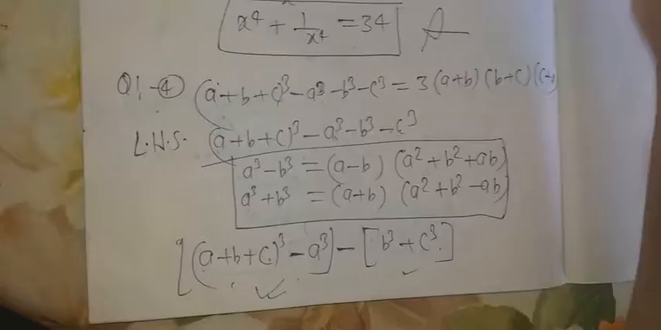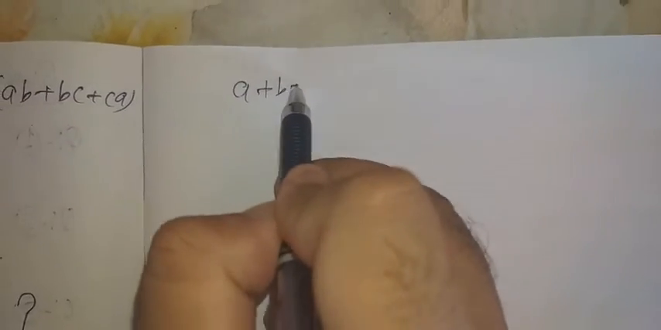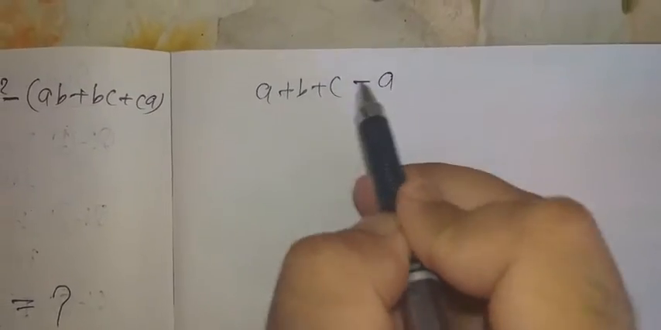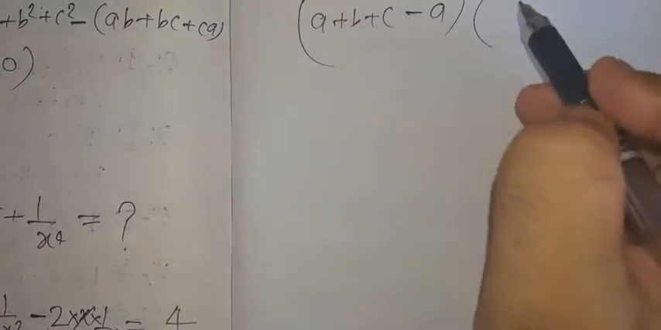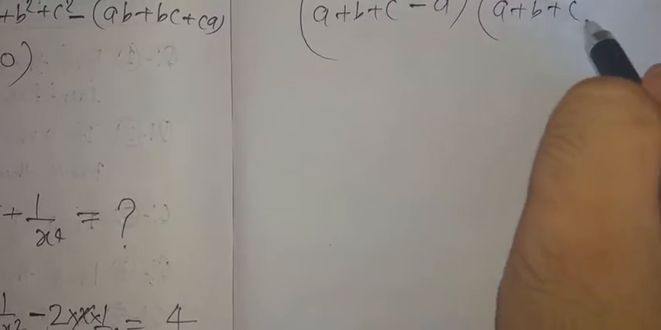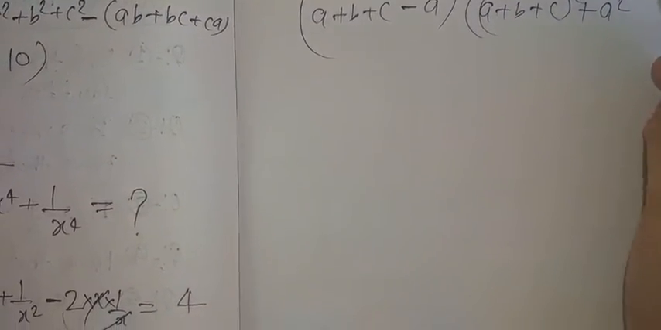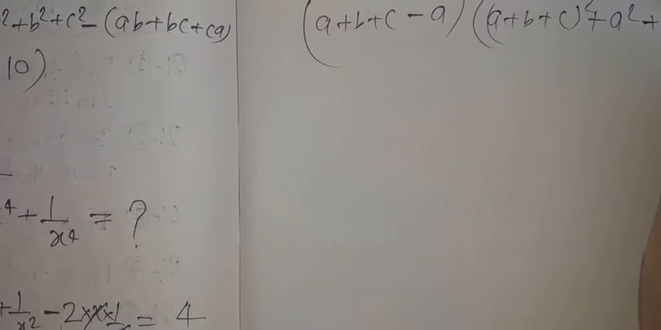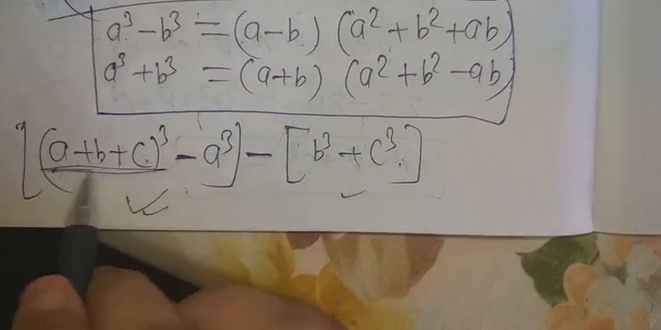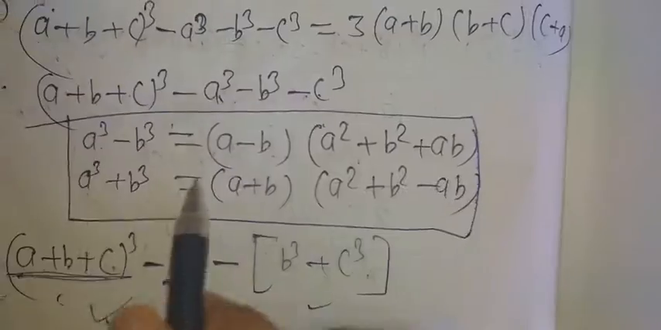So apply this formula. A minus b means what? A minus b means a plus b plus c minus a. Then a square means (a plus b plus c) whole square, plus b square means a square, plus ab means a into (a plus b plus c). Here this whole is a, this whole is b. In this way I have applied this formula.